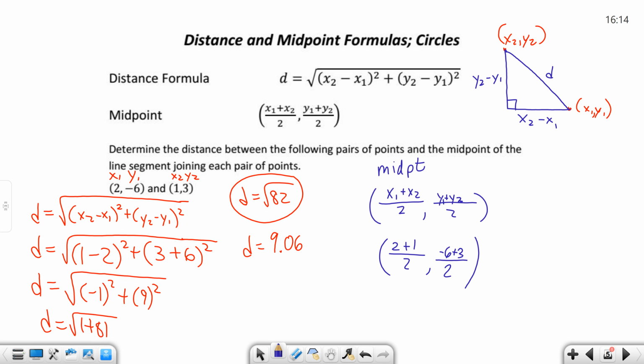What is 2 plus 1? So this is 3. 3 over 2 and what? Negative 3 over 2? 3 over 2 and negative 3 over 2. So look, can I simplify 3 over 2? No, you could put 1.5.